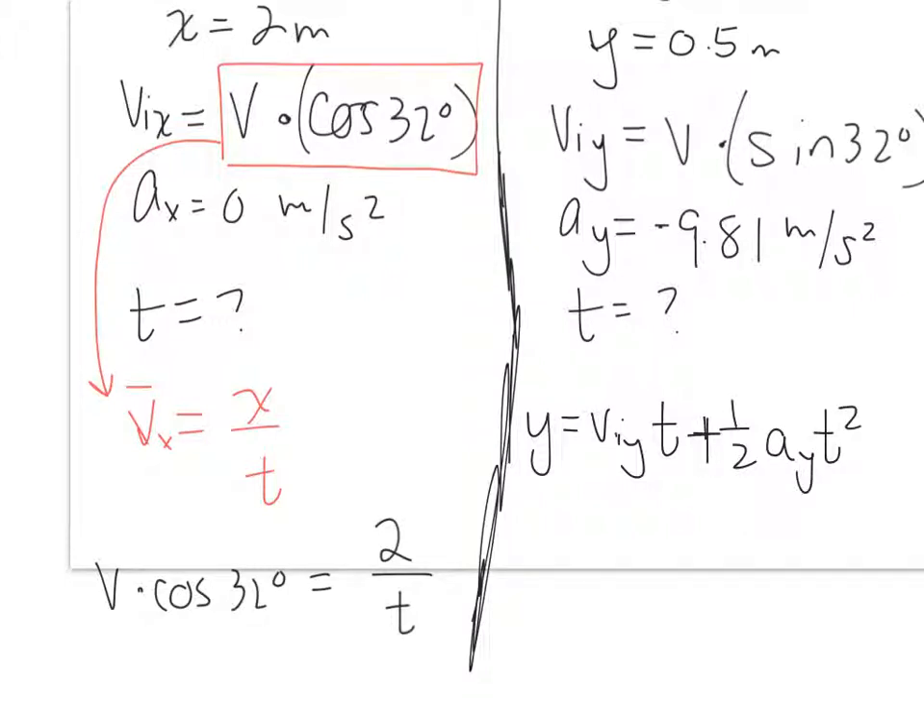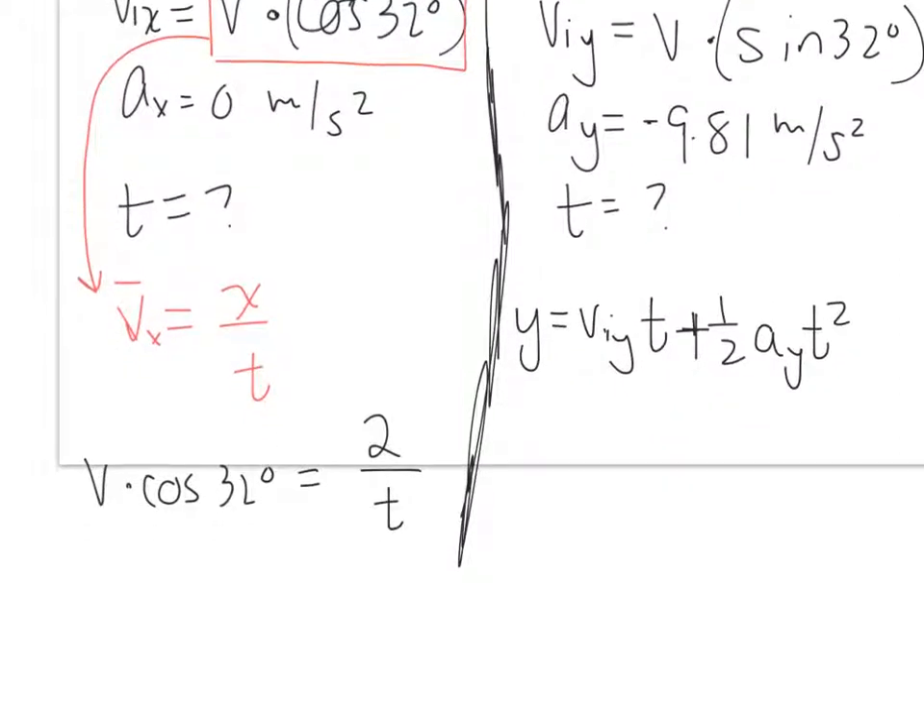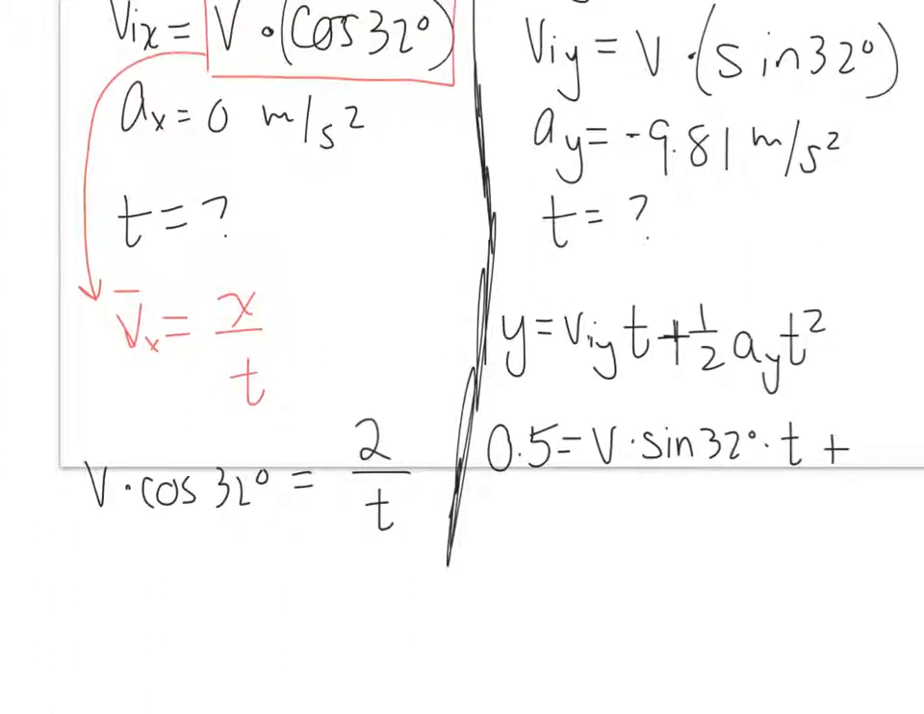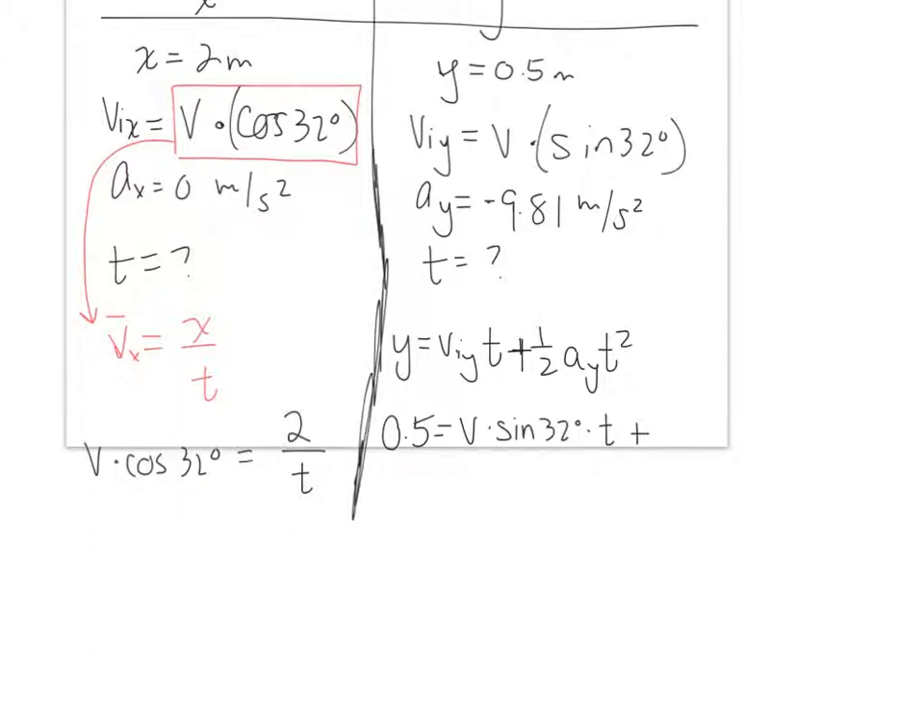You're going to need to use the substitution method here. It's not going to be a system with elimination, but substitution, where you solve one side and plug it into the other one. So let's plug in. What do we know about y? What's the height that the fish is going to jump? Yeah, 0.5 meters. I usually don't plug in, but you'll see why in a minute. v_iy is v sine 32, times time, plus one half a t squared.